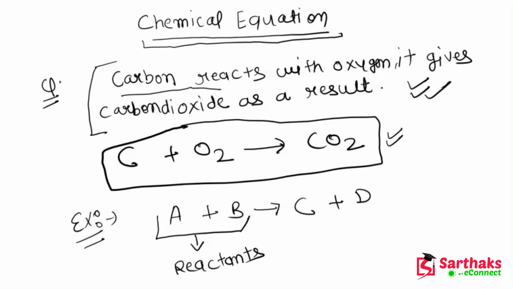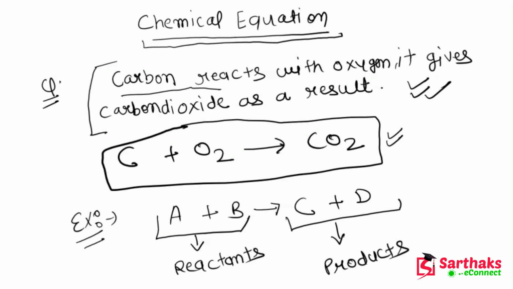Okay, and this C and D are what? These are products. And this arrow shows the direction of the chemical reaction. It means if the arrow points this way, then this side is the reactant and this side is the product, and these reactants react and give us this product. So this shows the direction of the chemical reaction.